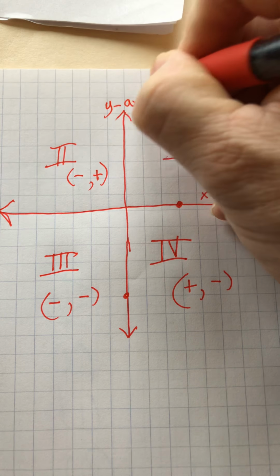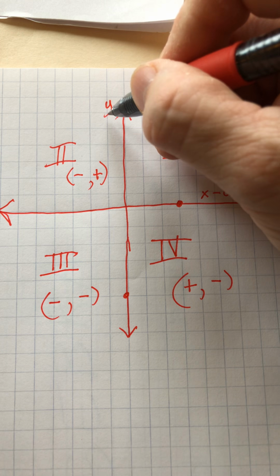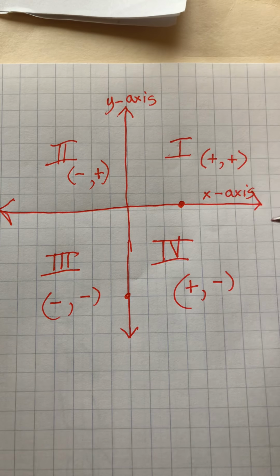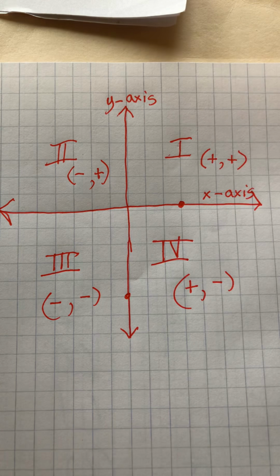I remember which one is x and which one is y because y has this long tail on the letter y, and it goes up and down just like this line goes up and down. So if a point is on here, it's going to be on the y-axis.